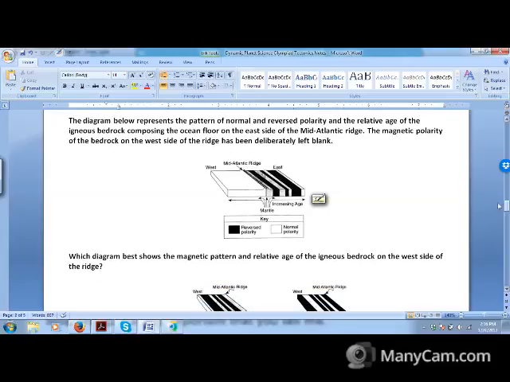So here's a problem that I want us to do together. It says this diagram below represents the pattern of normal and reverse polarity. So before I get too much into this, you have to understand that about every 500,000 years, give or take probably a lot, the North and the South poles actually just completely flip. I have absolutely no idea why that is, and I've always thought that was really, really cool.